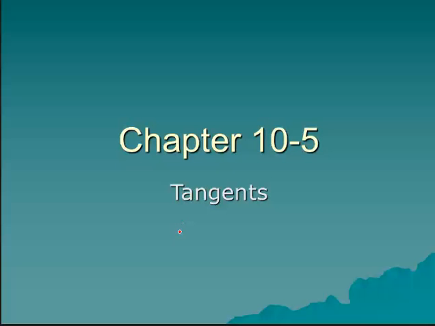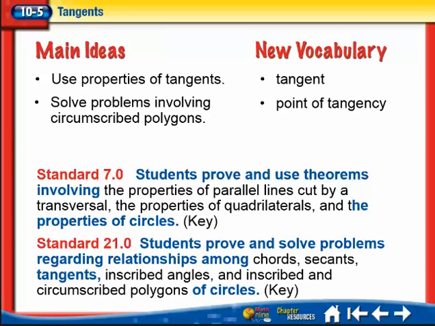Back to chapter 10. Section 5 this time is on tangents. What is a tangent? We'll find out. Okay, so we need to learn how to use the properties of tangents and solve problems involving circumscribed polygons. You need to remember what that word means. So here's some new words: tangent and point of tangency.